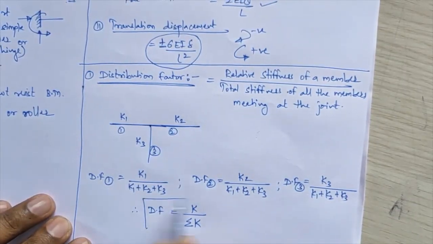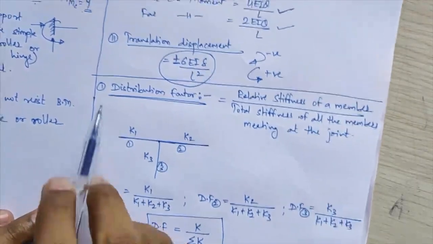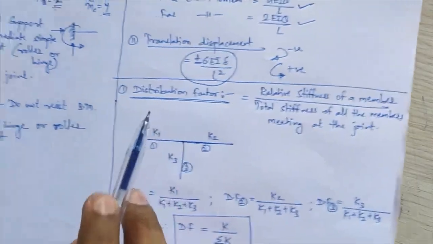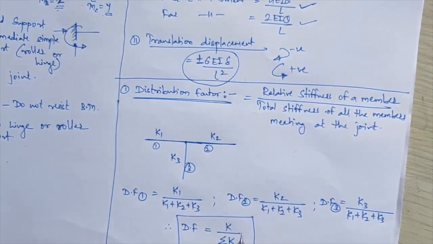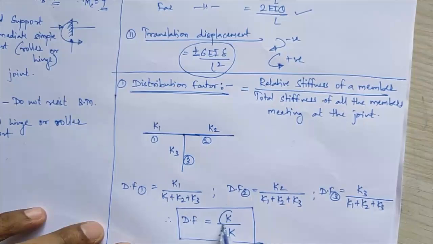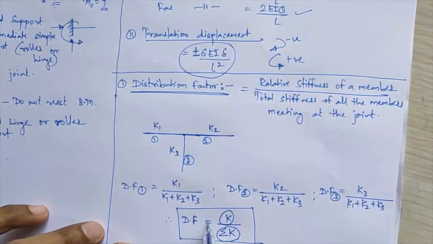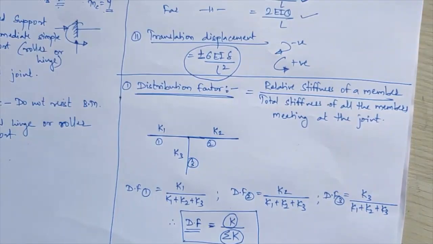So this formula you have to remember. This will be our first term, the distribution factor. Now for the second term, we will see how we have to calculate these values of k. We have got the distribution factor, but we need k values for calculating it. That is how we will calculate relative stiffness, which we'll see now.